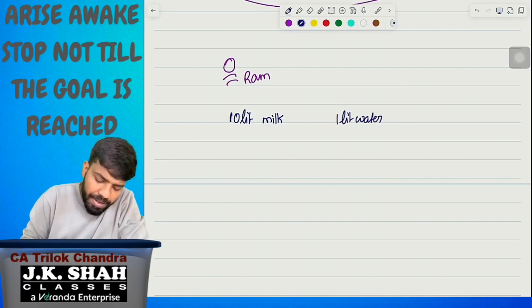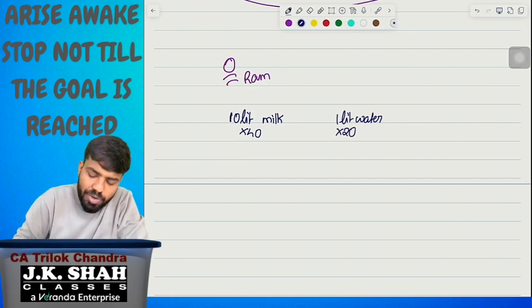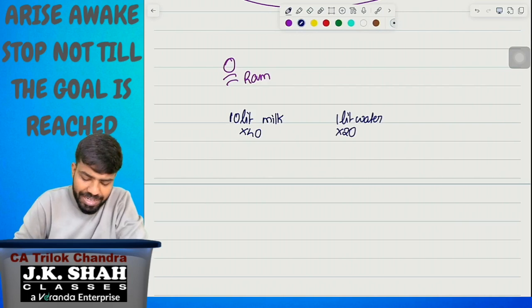10 liters milk. Each liter is 40 rupees. Total cost comes to 400 rupees. And 1 liter water. Each liter is 20 rupees. Let me take an example. Each liter is 20 rupees, Bisleri water. 40 into 10, 400.